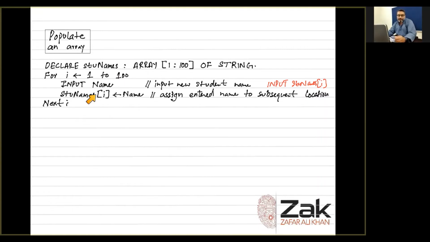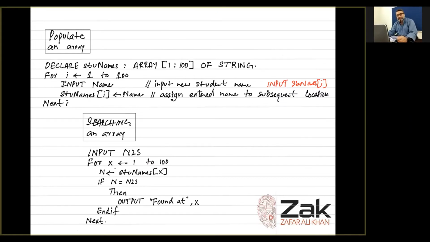Now, instead of taking a value in the name and then assigning that name to the subsequent array location, we can take it directly in the array's location, the array's index or element. Meaning instead of these two lines, I might have put input StudentNames[I]. But I see in past papers that it is preferred to take input in a variable and then place it in the subsequent array element. But it is also possible. Sometimes, especially in O levels and AS level, I see that marks for input and assignment are assigned in the marking scheme. So it is a good idea to take input in a separate variable and then assign that variable to the subsequent array location.